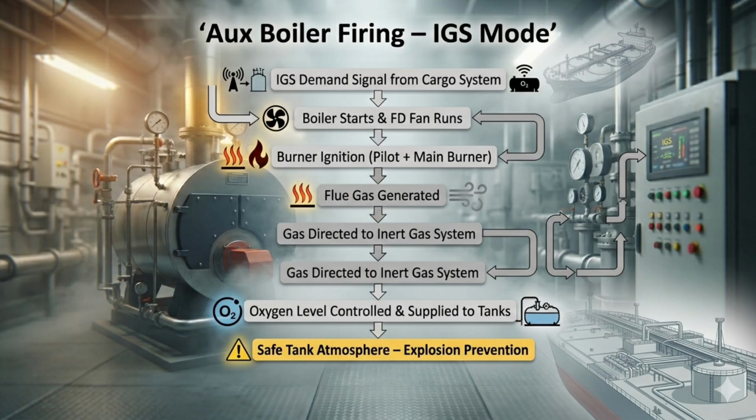These gases are then processed and supplied to cargo tanks, maintaining a safe atmosphere with controlled oxygen levels. IGS mode is critical for tanker safety, ensuring protection of cargo, vessel, and crew at all times.